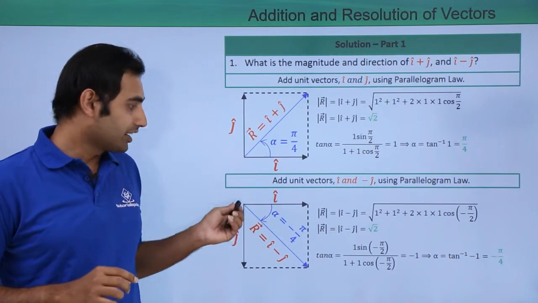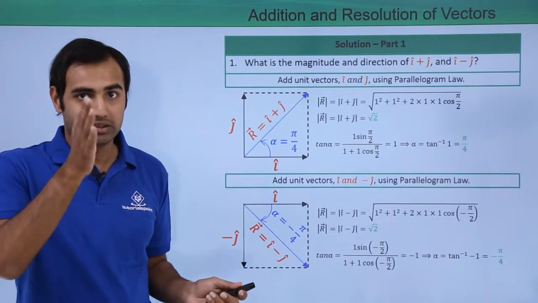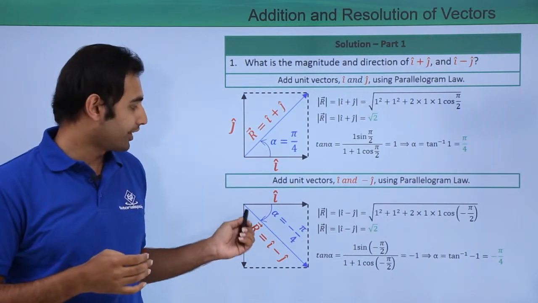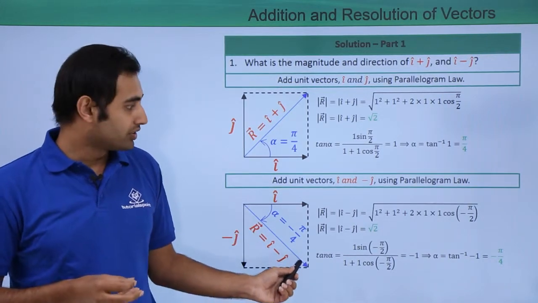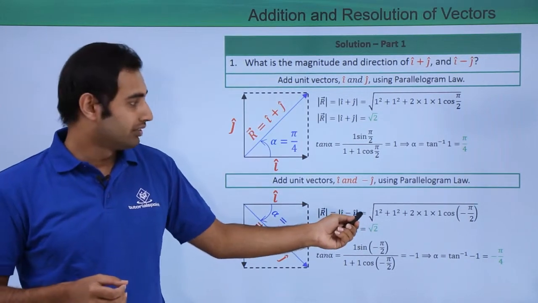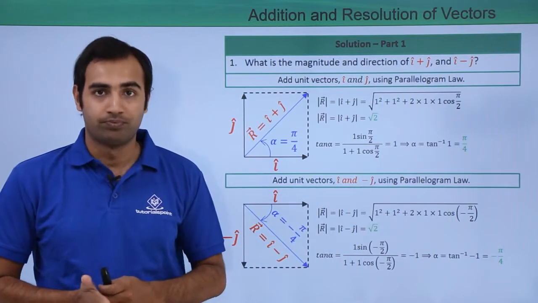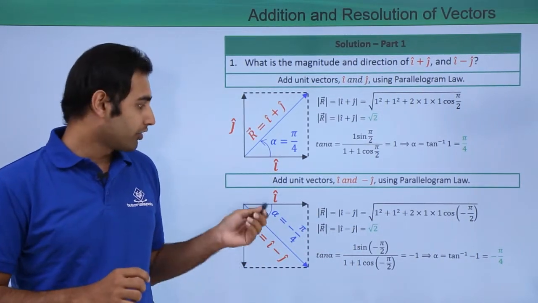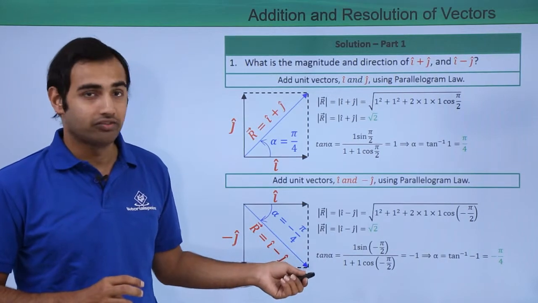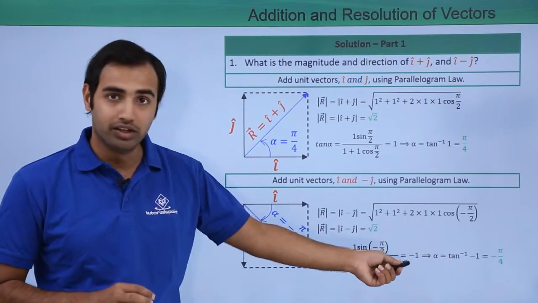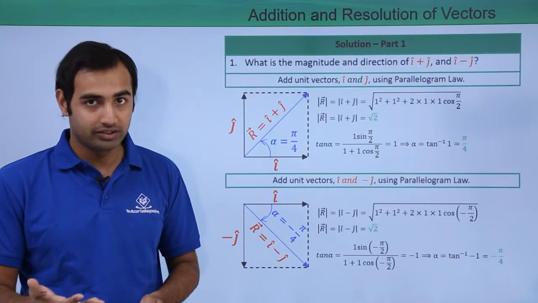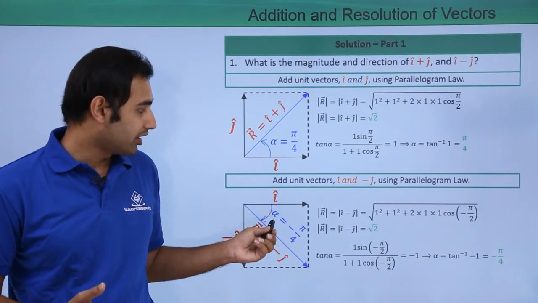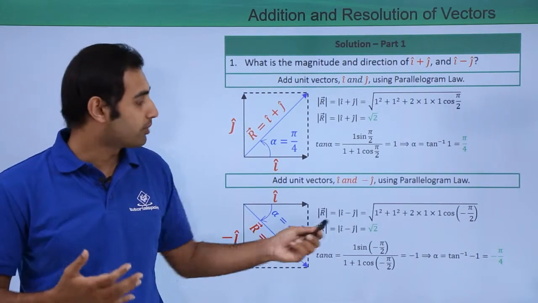So if I add i and minus j now, which is equivalent to subtracting j from i, the resultant I obtain is over here. Now once again, if I apply the formula for magnitude, the result comes out to be square root of 2. So in both the cases, the resultant has a magnitude of square root of 2. However, in this case, if I apply the formula for tan alpha, I'll get the answer as minus 1. You can plug in the values yourself and check the answer. And in that situation, my angle alpha comes out to be minus pi by 4.